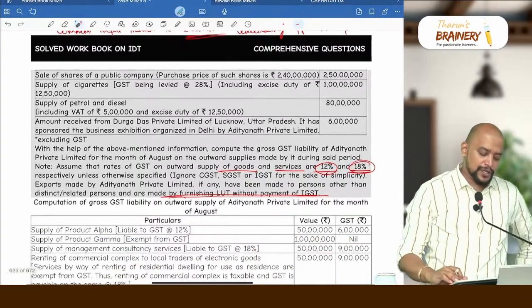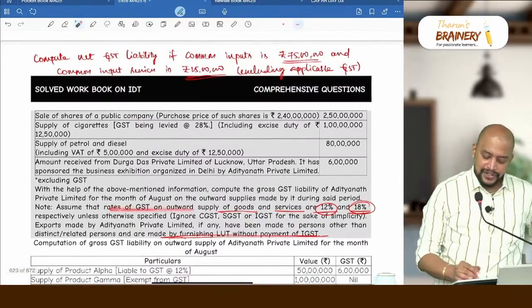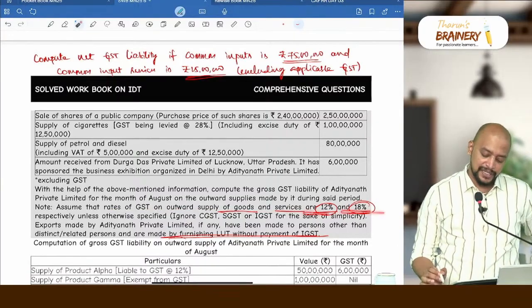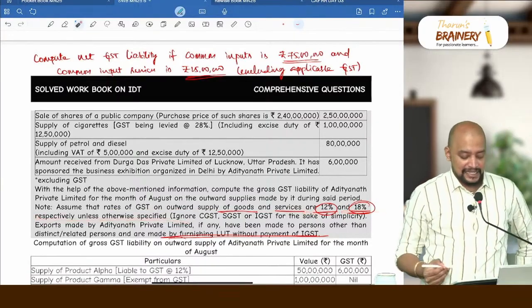And they have also given some rates. Assume the rates of GST on outward supply of goods and services is 12% and 18% respectively unless otherwise specified.